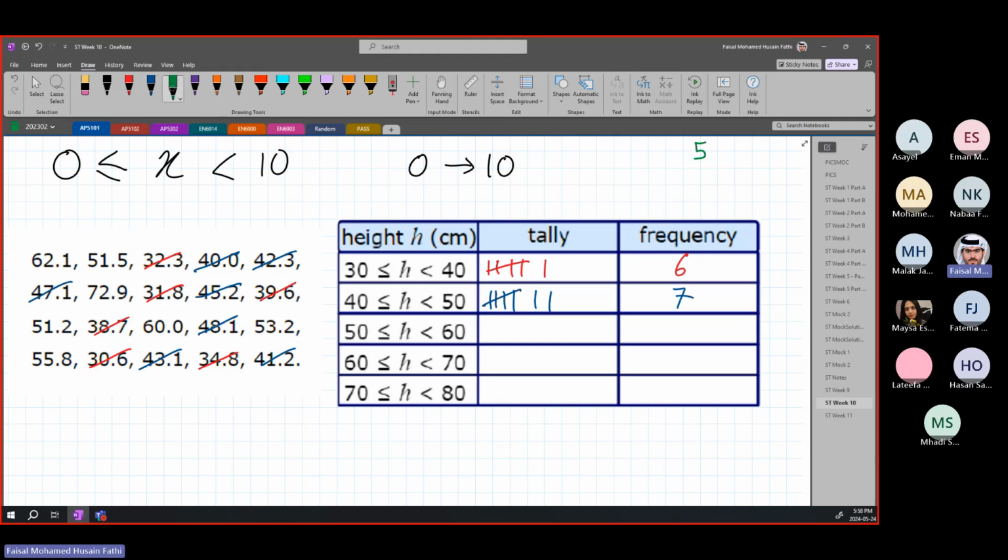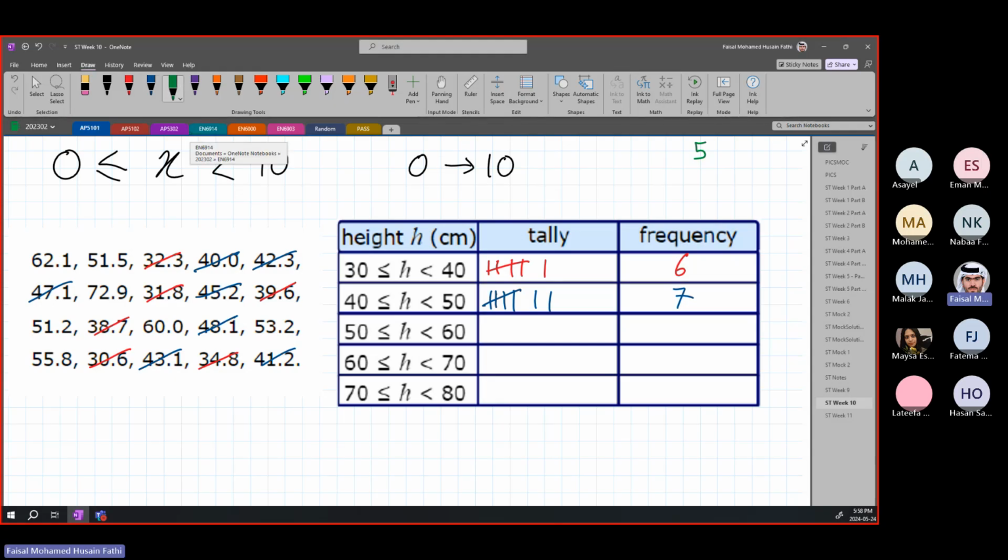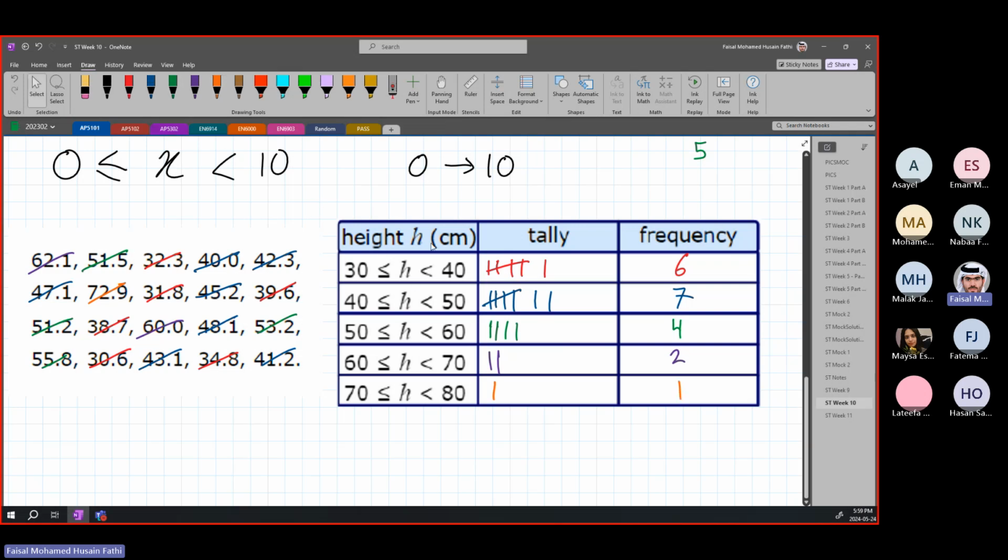All right, same thing we're going to do for the 50 now, including 50, but not including 60. So 51.5 is between them, that's 1. 51.2 is between them, that's 2. 60 is not in between them because it's not including 60. 53.2 is, and 55.8 is, so this is 4. Next one, from 60 to 70, we have 62.1, that's 1. 72.9, that's not. 60 is included now, so that's 2. And that's it, we have 2. And lastly, we have just 72.9, which is 1. And you have now built your frequency table.